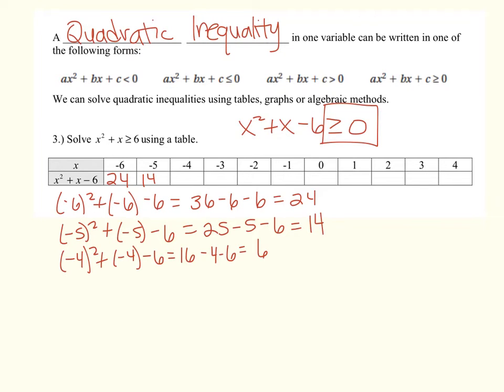We'll get 6. So I'm getting closer to 0, but still above it. Plug in negative 3. So 9 minus 3 minus 6. And we get 0. So there's our first x-intercept. And we keep going.